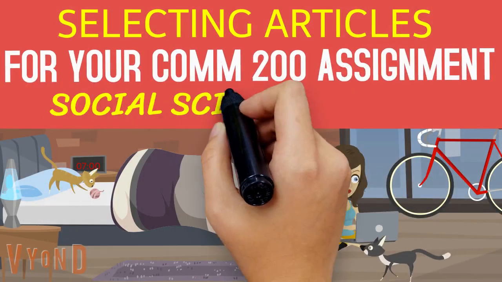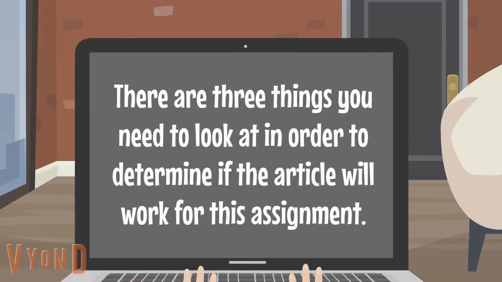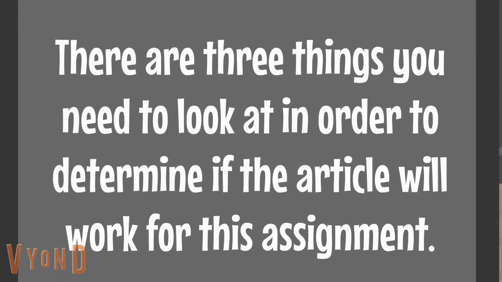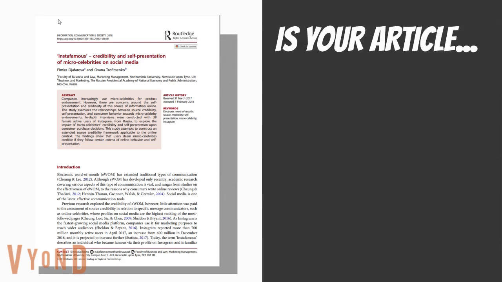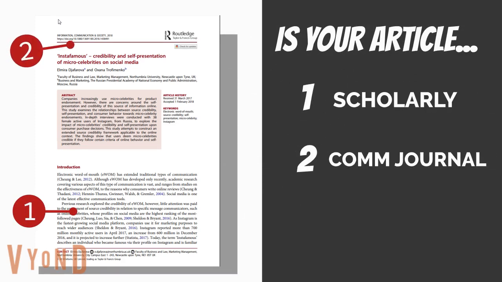Selecting articles for your Comm 200 assignment. Social Science Edition. There are 3 things you need to look at in order to determine if the article will work for this assignment. Is your article scholarly, from a communication studies journal?